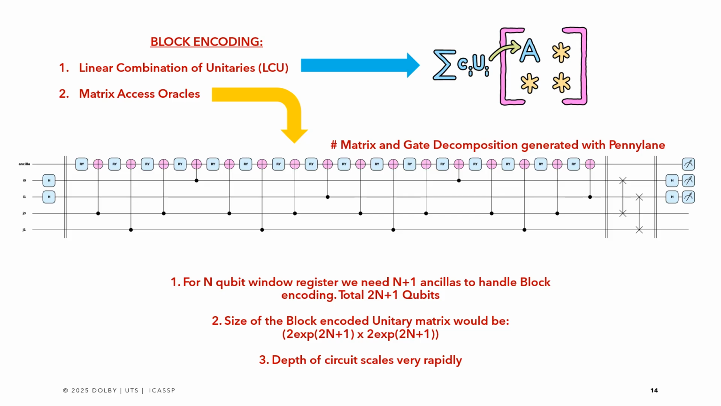We employ a technique known as block encoding, which is to embed a non-unitary matrix into a much larger unitary matrix so that we can perform those non-unitary operations in a quantum domain. There are two types of block encoding: linear combination of unitaries and matrix access oracles. There are others, but for our case we are using the matrix access oracle, and the circuit is shown here.